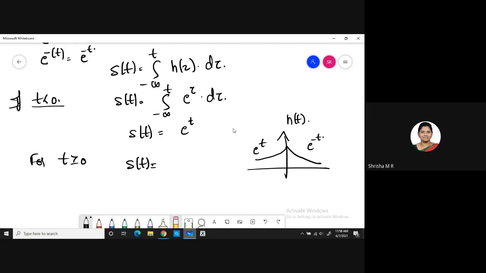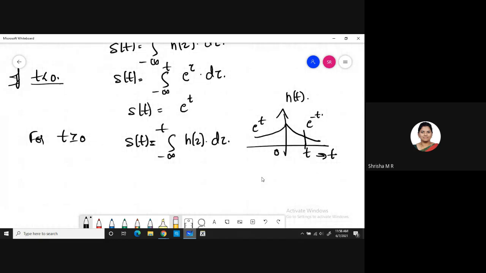So what is S of t? t might be somewhere here, greater than or equal to 0. So how will you take the limits of integration? You have minus infinity to t, h of tau into d tau. t is some positive value here, greater than or equal to 0.